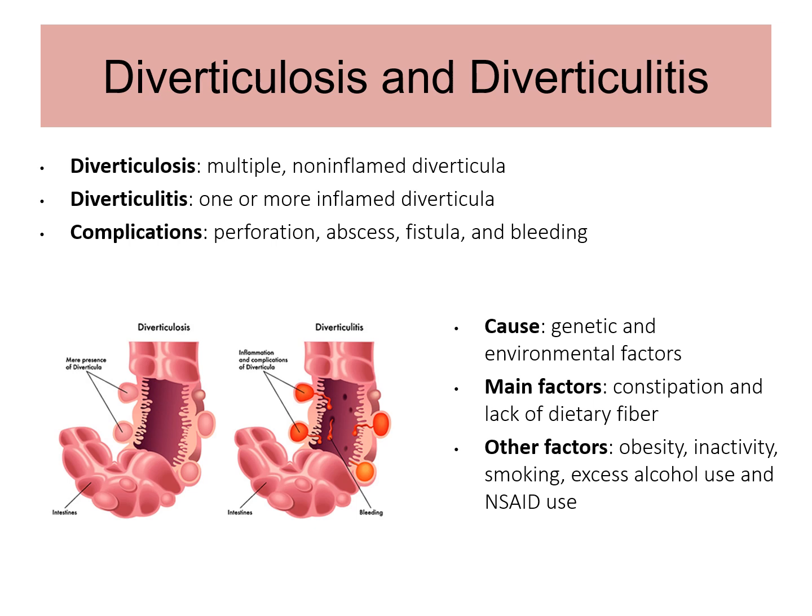All right, so by definition, diverticulosis are multiple non-inflamed diverticula. Diverticulitis is one or more inflamed diverticula. Okay, so non-inflamed and inflamed. So complications from this can lead to perforation, abscess, fistula, and bleeding. Genetic and environmental factors. One of the main factors is constipation and lack of dietary fiber. So these patients should be educated on that. Other factors include obesity, sedentary lifestyle, smoking, lots of alcohol, and NSAID use. All of those things can lead to diverticulitis.